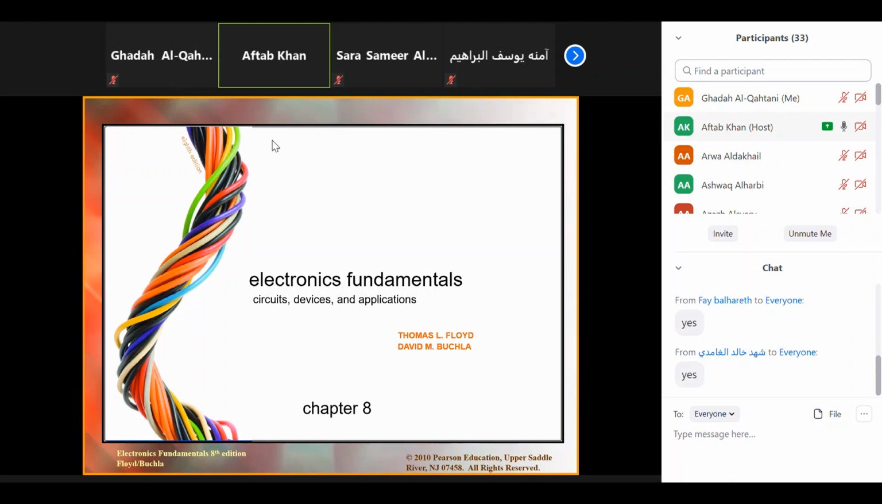This is the last chapter which is going to be covered in the midterm examination. Okay, so see this one, girls.